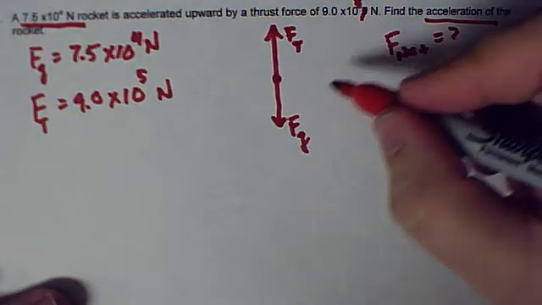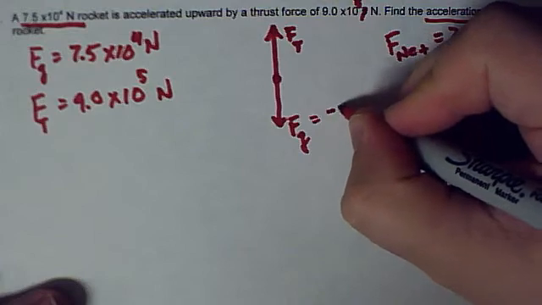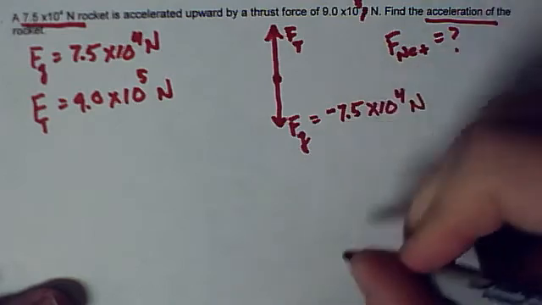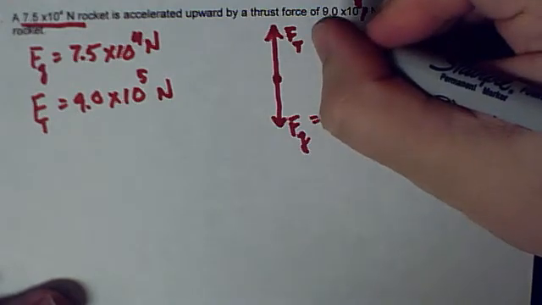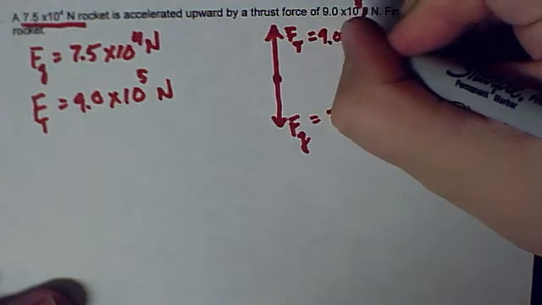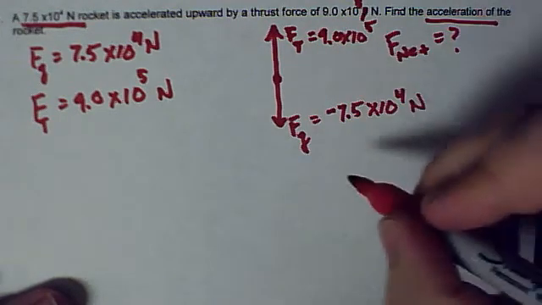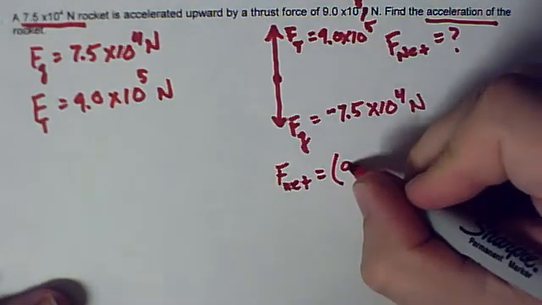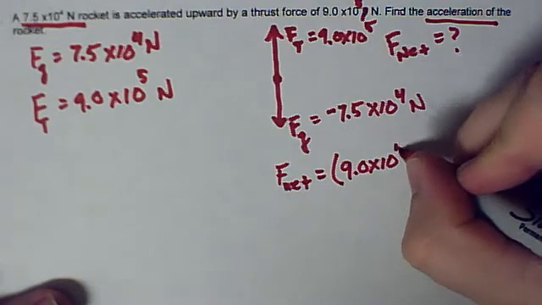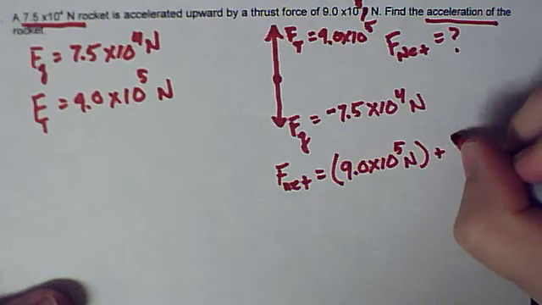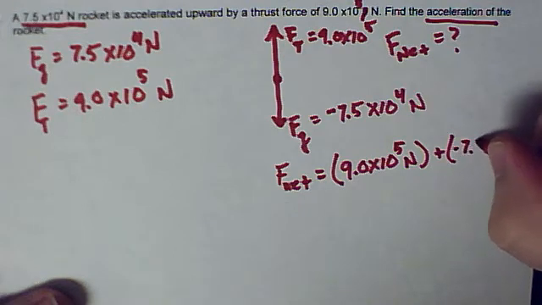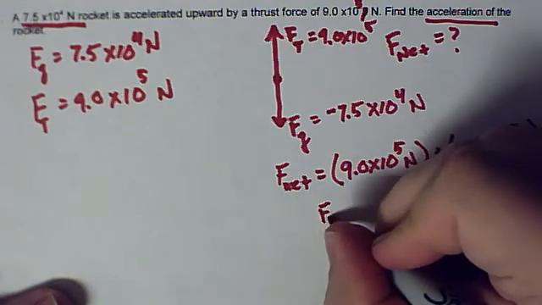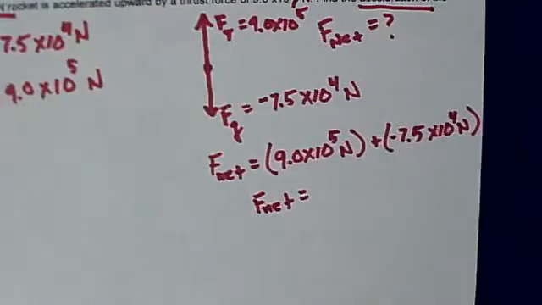So, the net force, because to find the acceleration we have to know F net. Alright, so the net force is the sum of these. Fg is a negative 7.5 times 10 to the 4th newtons. It's negative because it's down. And the thrust force is up, so it is 9.0 times 10 to the 5th. So my net force is simply adding those together: 9.0 times 10 to the 5th newtons plus a negative 7.5 times 10 to the 4th newtons. That is my net force.